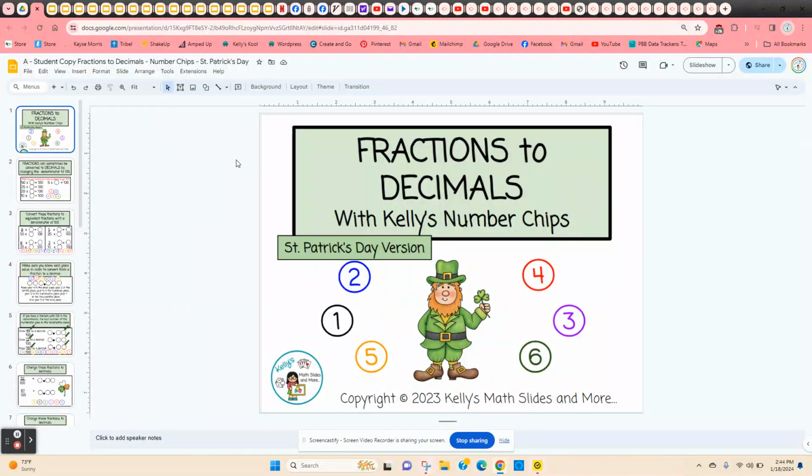Fractions to decimals using number chips. This is the St. Patrick's Day version. This is a digital lesson that teaches students how to convert a fraction to a decimal. So students are going to be moving these number chips around their slide in order to solve each problem.